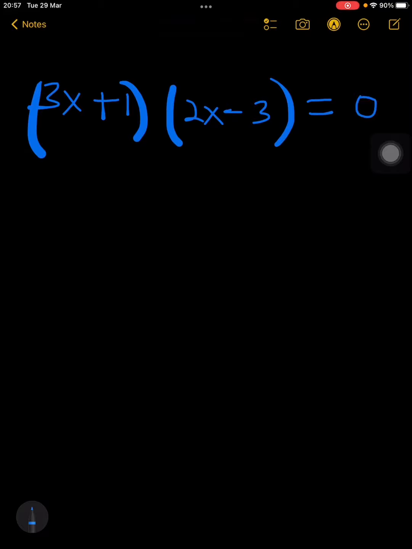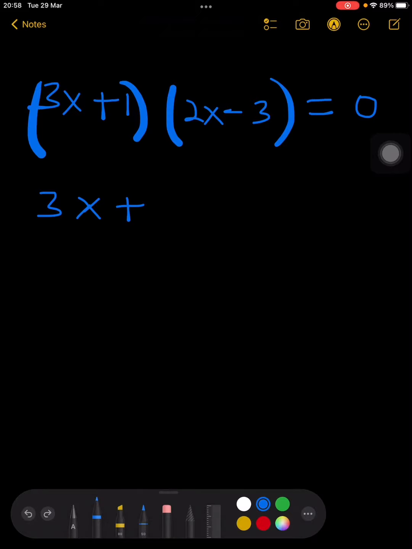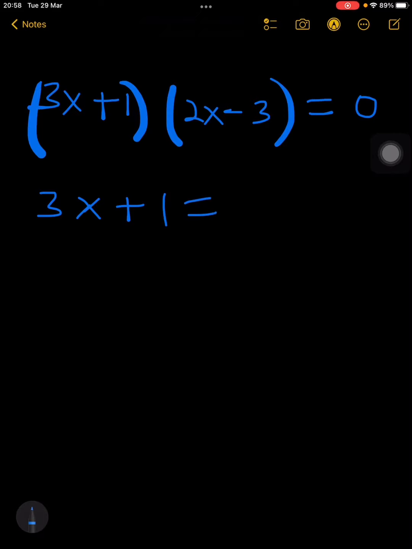We'll have 3x plus 1, 2x minus 3 is equals to 0. So you take one of them, you equate to 0, get the value of x. Come to the second one, equate to 0, get the value of x. So for the first one, 3x plus 1 is equals to 0.